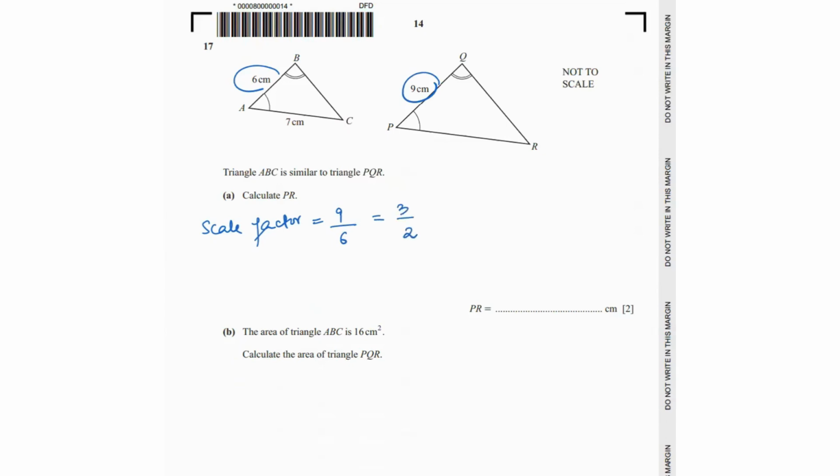So that means AC is becoming PR. So for that, we're going to multiply 7 by 3 over 2, which makes it 21 over 2, which becomes 10.5 centimeters. So you can leave it as 21 over 2 or convert it into decimals. Either way, it's going to be correct. And then area of the triangle ABC is 16 centimeters square. Calculate the area of the triangle PQR.